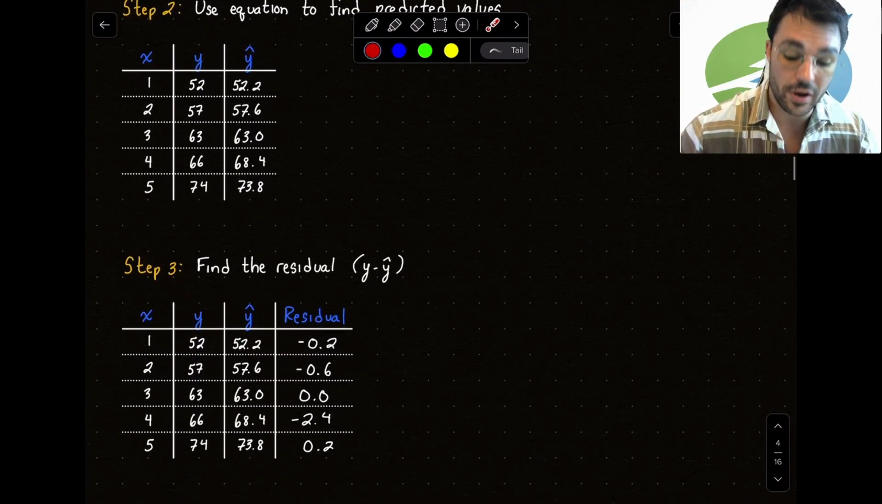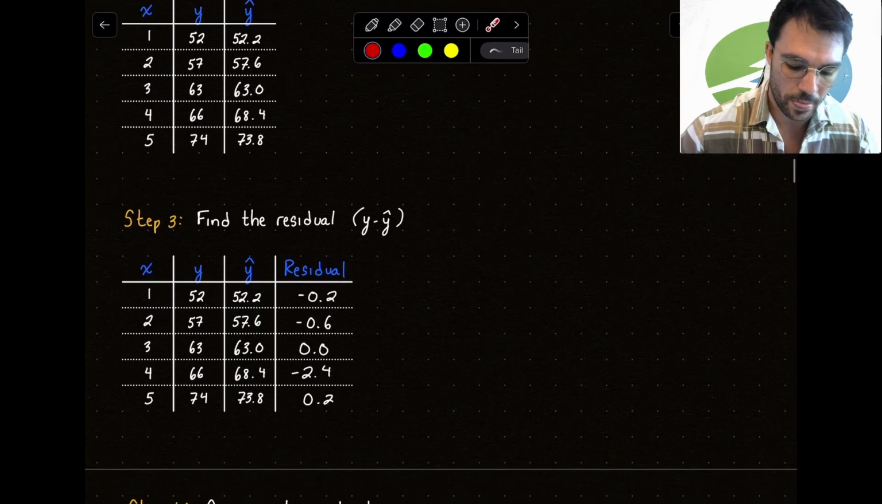All right, step 3, find the residual. The residual is the difference between y and predicted y hat. So y minus y hat: 52 minus 52.2 gives us negative 0.2. 57 minus 57.6 gives us negative 0.6. 63 minus 63 is 0, etc. We see the idea here.